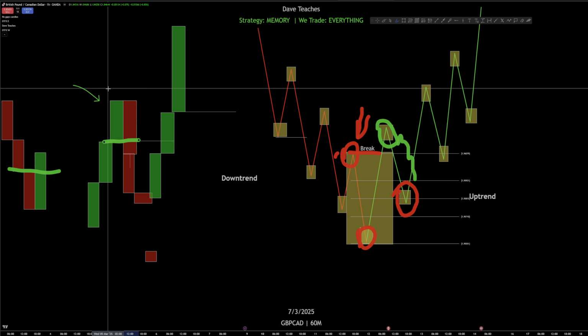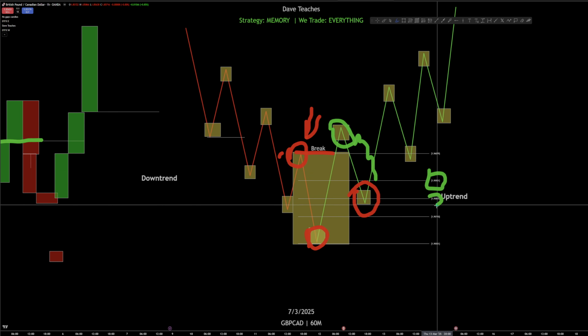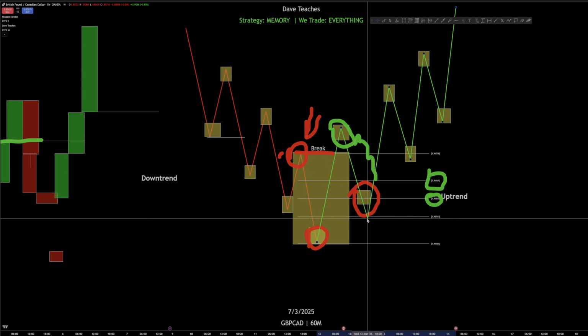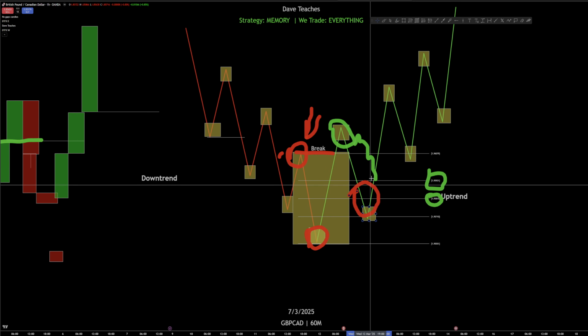Now that retracement can be of any size. That retracement can just go back to this 30%. That retracement might go to the 50. That retracement might even dig further down into here and hit that 70 before it actually trades out again.